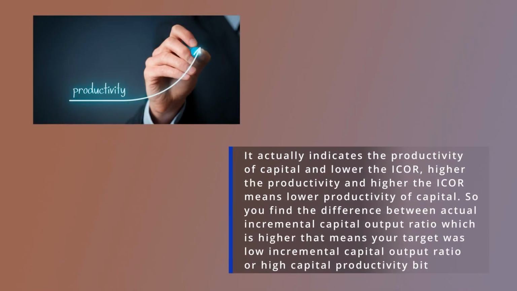Now, please see what happened in India. In India, we observe that during the 5-year plans, I have taken some of the 5-year plans and I have indicated the target incremental capital output ratio, which actually indicates the productivity of capital. The lower the ICOR, the higher the productivity, and the higher the ICOR means lower productivity of capital. So you find the difference between actual incremental capital output ratio, which is higher. That means your target was a low incremental capital output ratio or high capital productivity. But ultimately what we observed is that in most of the plans, the capital productivity was lower than the target.